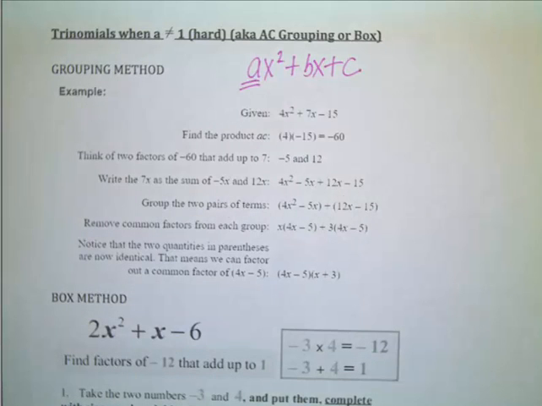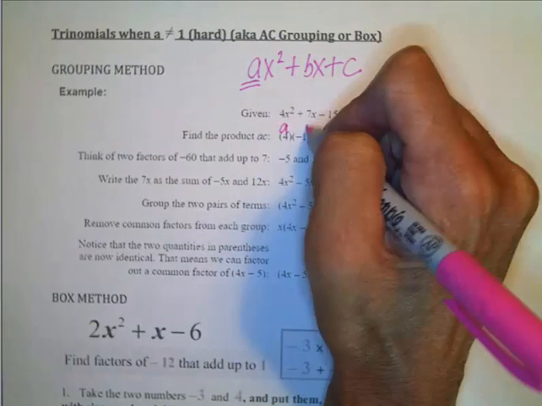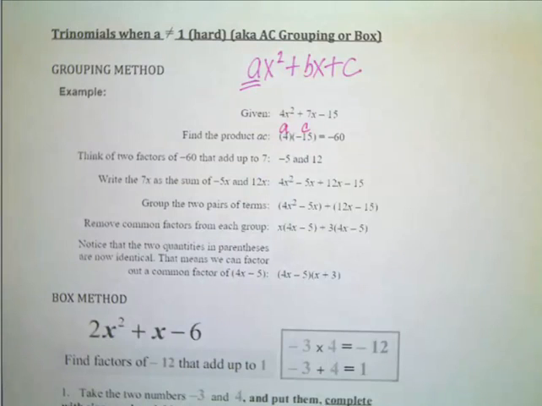we are given 4x squared plus 7x minus 15. There is no GCF, so I can't get rid of that 4. It's there, it's stuck to x squared. So I need to find the product of a times c. So again, remember, a is 4, c is negative 15. So that gives me negative 60.